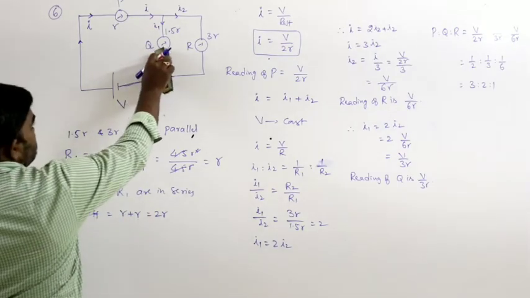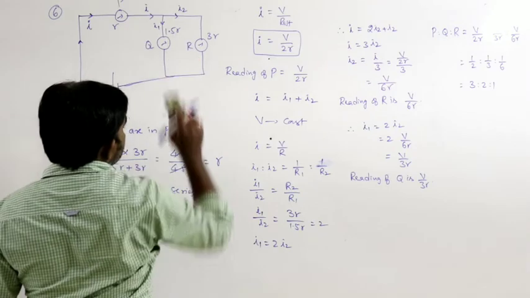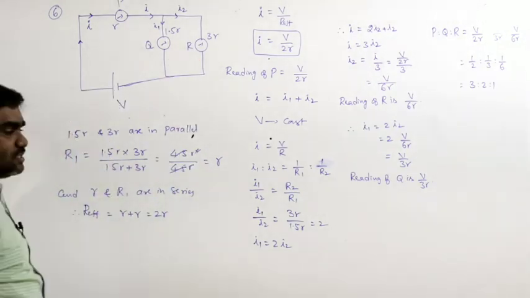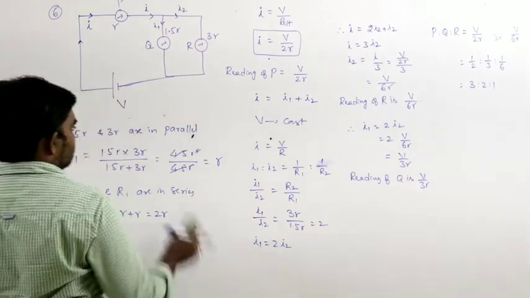So just these two are in parallel, then it is in series. The total current divides here. The ratio of currents is nothing but the inverse ratio of resistances, because in a parallel combination, potential remains constant.